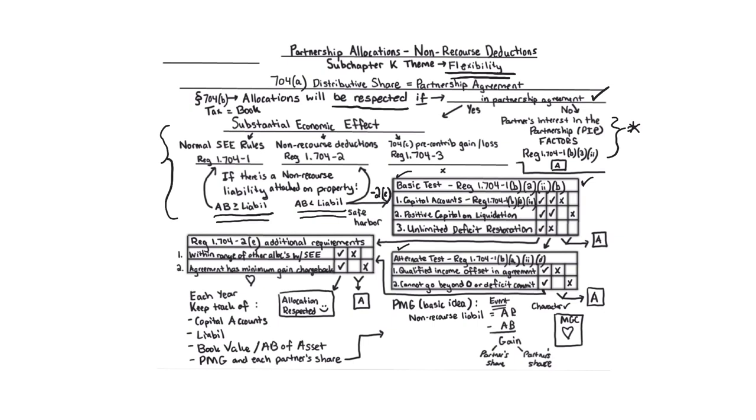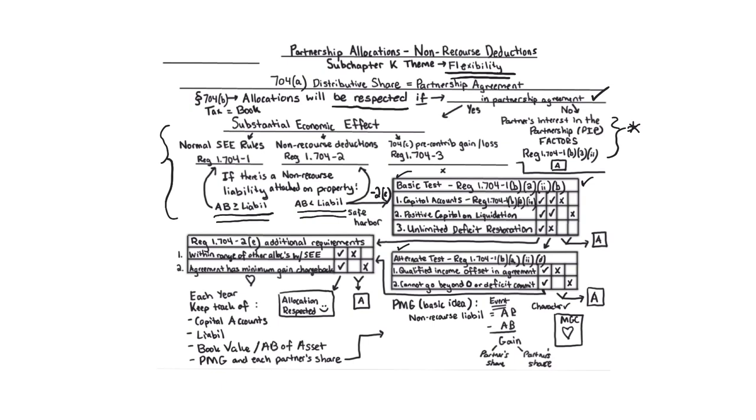There are three requirements. The capital accounts must be maintained in accordance with Reg 1.704-1(b)(2)(iv). The second is positive capital on liquidation, so when the business liquidates, it does so in accordance with positive capital accounts. And the third is unlimited deficit restoration. If you meet all three of those, there are some additional requirements under the Reg 1.704-2(e) safe harbor. But we don't meet all three in this case. Why? We have a limited partnership. If we meet the first two but fail the last, then we go on to the alternate test.